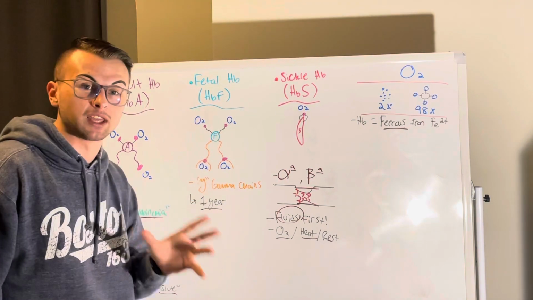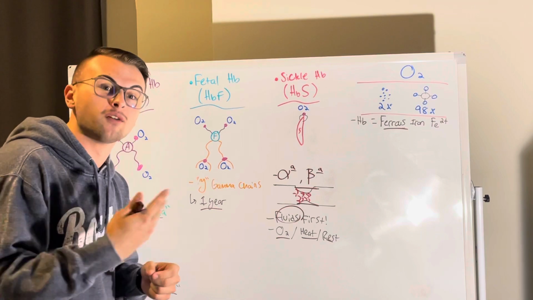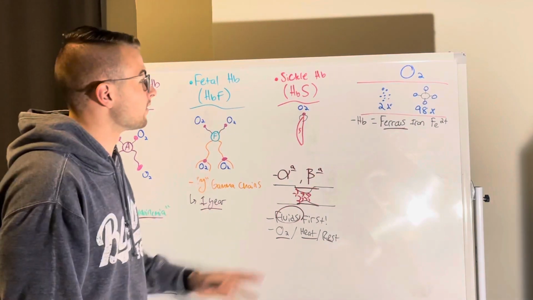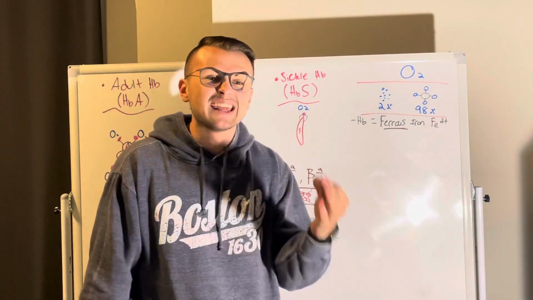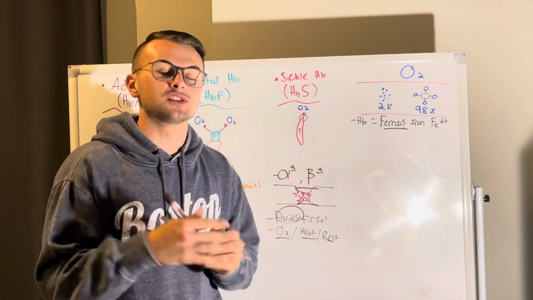Next we have fetal hemoglobin. So this is used by the parasites, right, that occupy the uterus for about 9 months. And lastly, we have sickle cell hemoglobin, the ineffective, sticky together hemoglobin that needs fluid and heat to work properly.